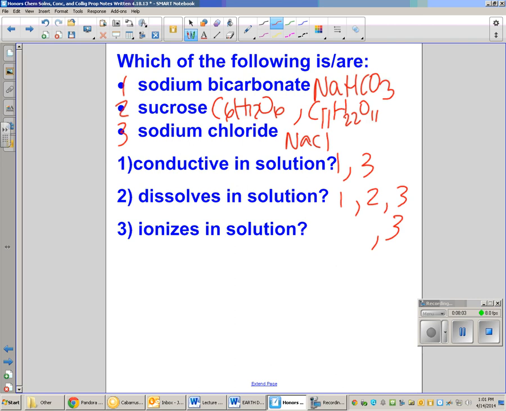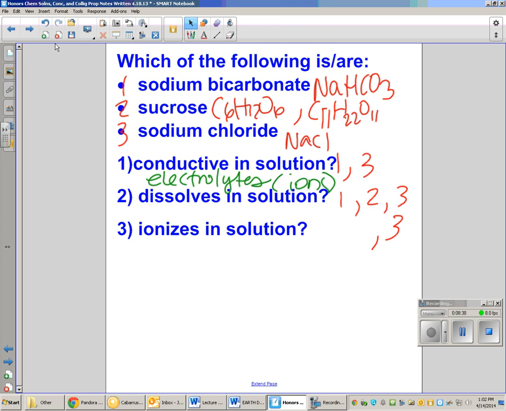Let's just check, right? If something were conductive, what would be floating around in solution? Electrolytes. Electrolytes are ions in solution that conduct electricity. They allow electrons to jump and move. So if something is conductive, it should be able to make ions in solution. Let's double check that 1 and 3 were right.